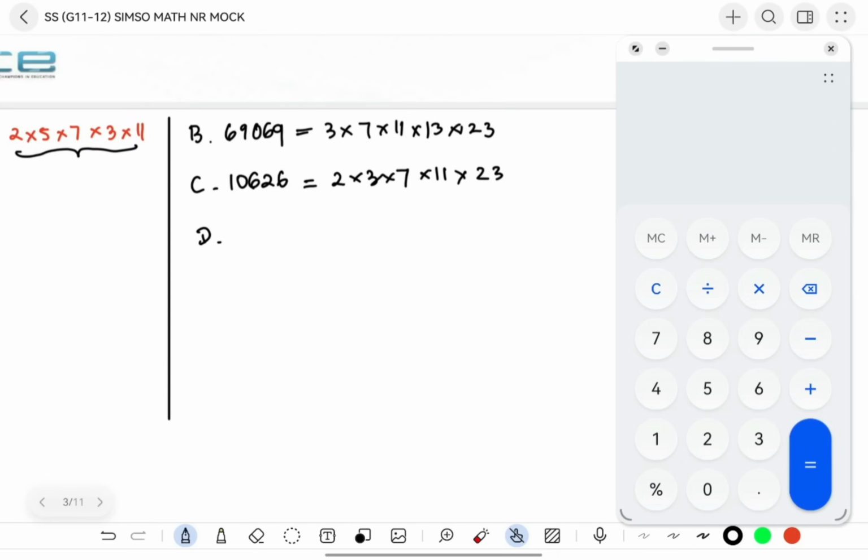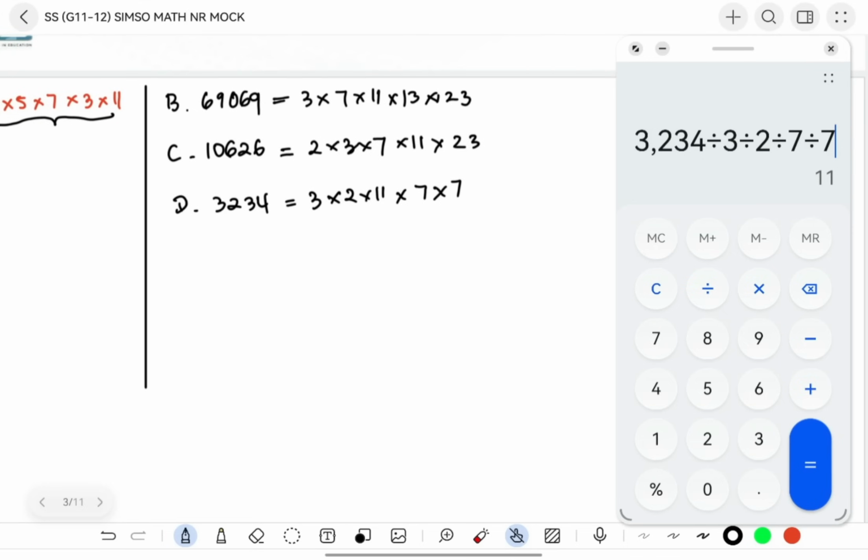So D is, as I remember, 3234. Divide by 3, divided by 2, divided by 7. Oh, this is divided by 7 and 11. So this is equal to 3 times 2 times 11 times 7 times 7. So this is not the penta prime. Why? Because you can see a double product of 7. So we don't take it.